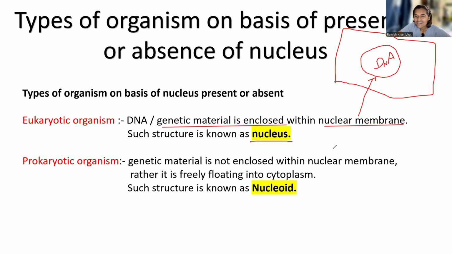So what is eukaryotic cell? The DNA is enclosed by the nuclear membrane, and such a structure is known as nucleus. And when nucleus is present in the cell, it is known as eukaryotic cell with the true nucleus. And there is one more type of organism called prokaryotic organism. Now, prokaryotic means what? Over there, their DNA is not enclosed. The genetic material is not enclosed by the nuclear membrane.